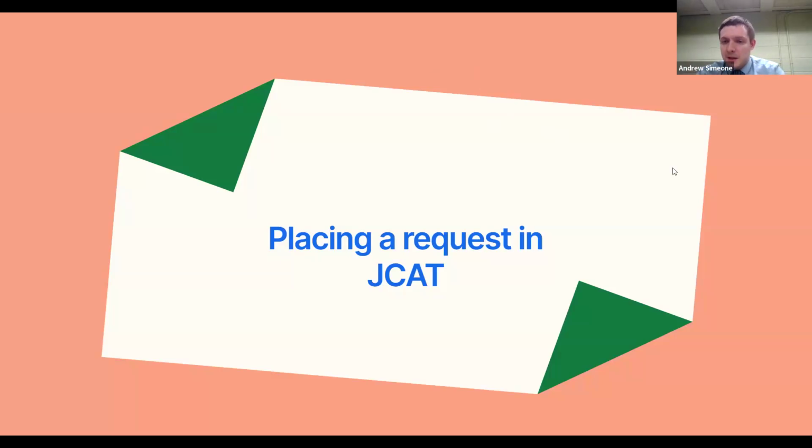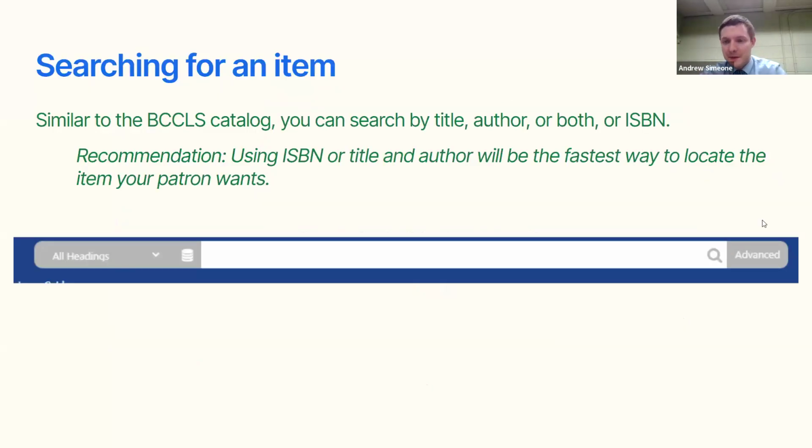Okay, so you're in JerseyCat. Your patron is looking for an item that you do not have in the system. What do you do? So here's how you place a request on JerseyCat. So just like the Buckles catalog, it has a search function, and you're able to search through different categories. You can do headings, you could do titles, you can do ISBN number, author.